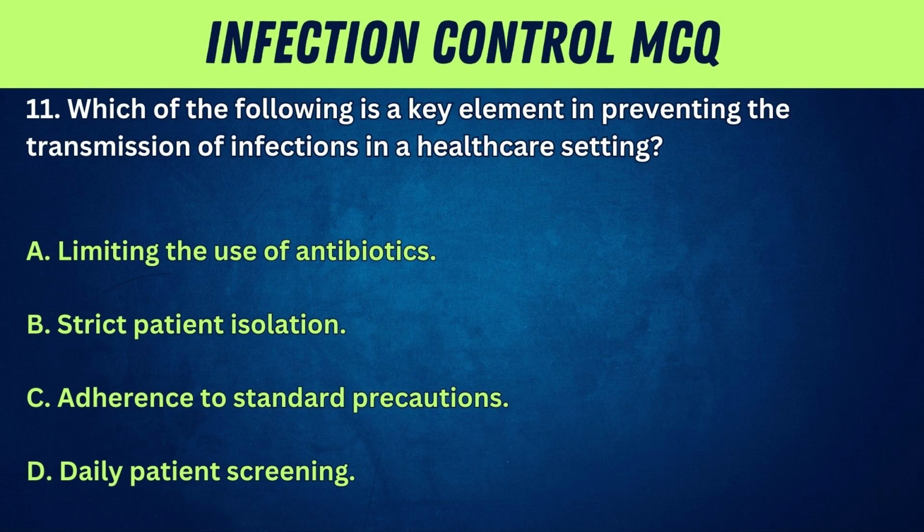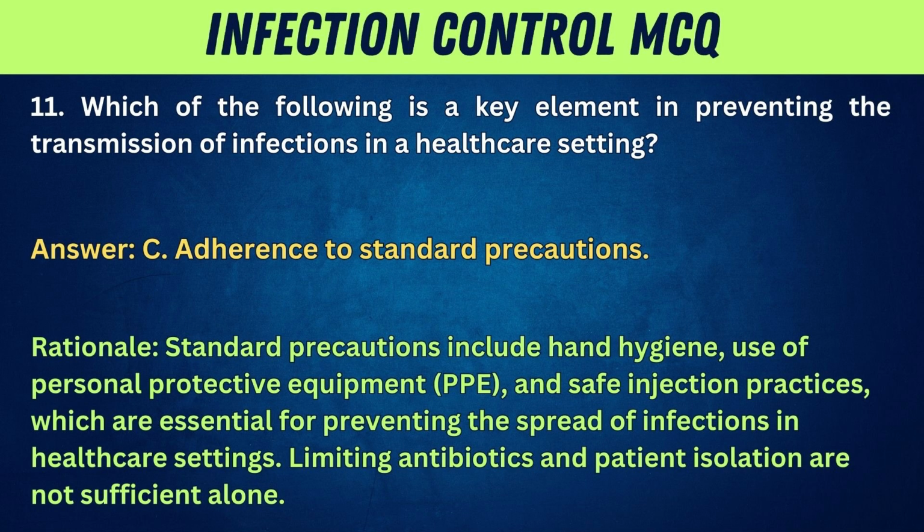11. Which of the following is a key element in preventing the transmission of infections in a healthcare setting? A. Limiting the use of antibiotics. B. Strict patient isolation. C. Adherence to standard precautions. D. Daily patient screening. Answer: C.